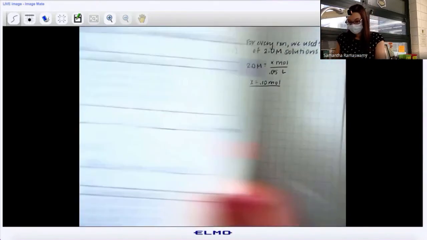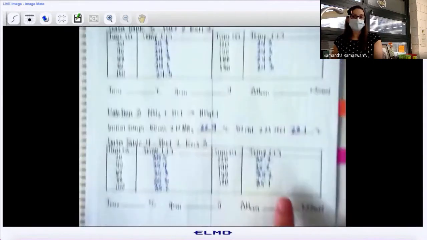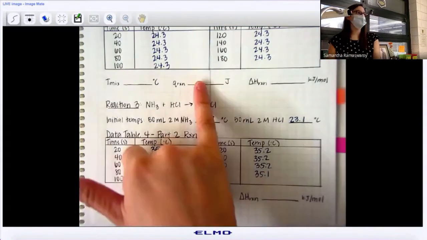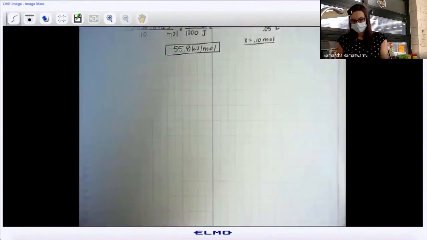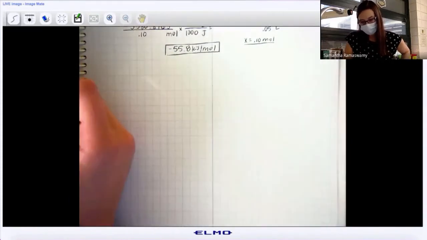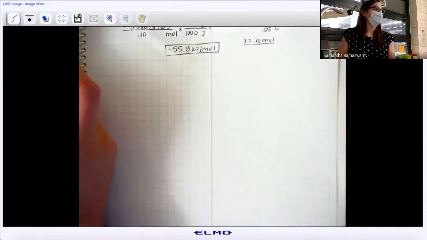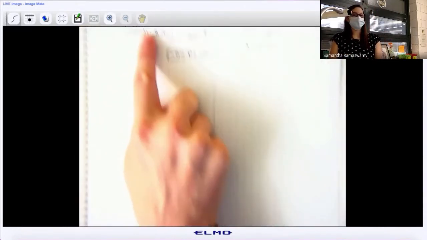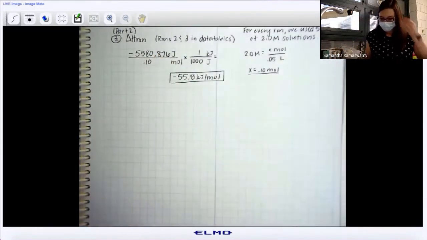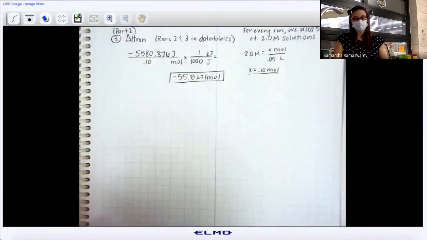So go ahead and do reaction 2 and reaction 3. You do not have to write it in your lab notebook. The only difference is the Q that you're starting with. For reaction 2, I had a Q reaction of negative 494.508. That's what you're going to start with for reaction 2. Reaction 3, I had a Q reaction of negative 5,887. That's what you're going to start with here.